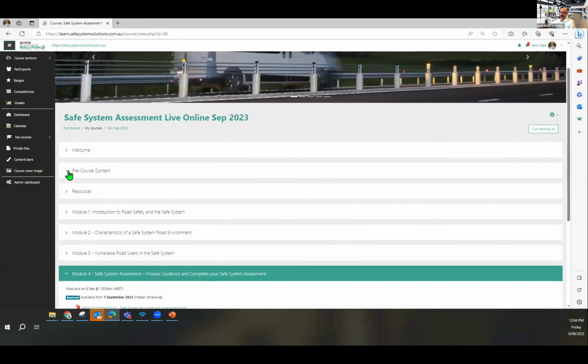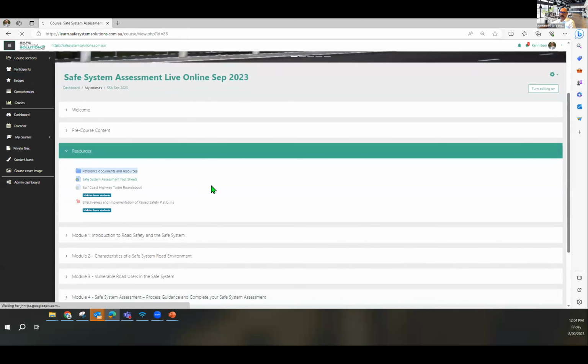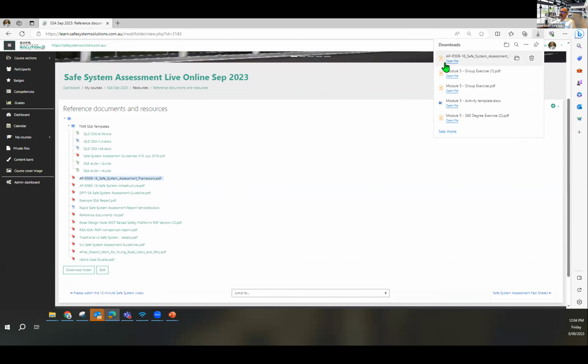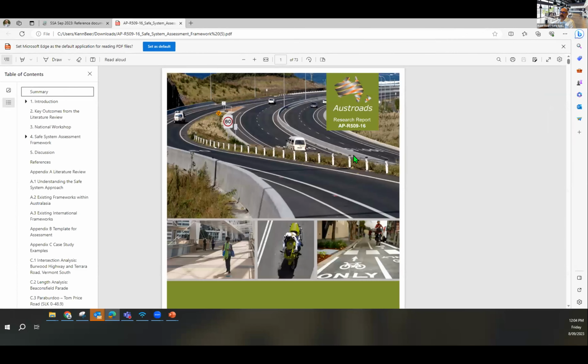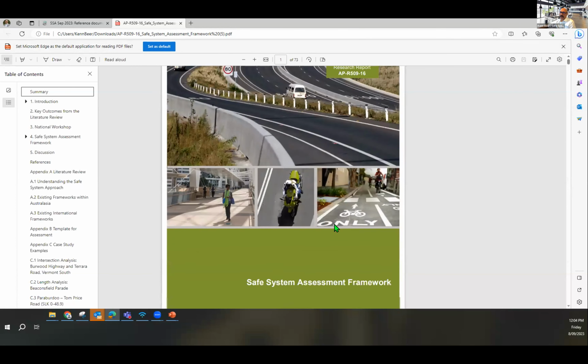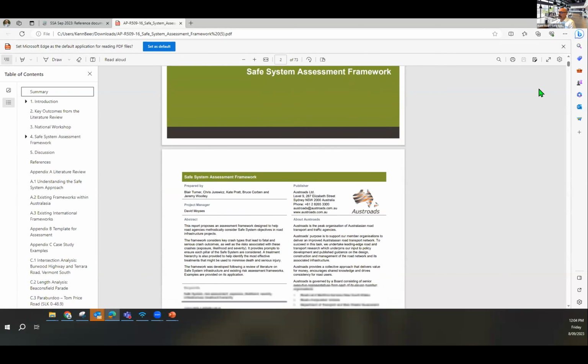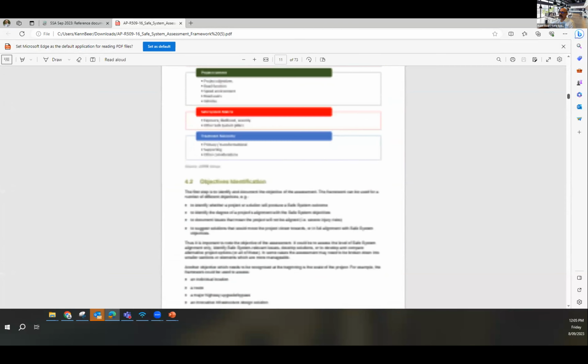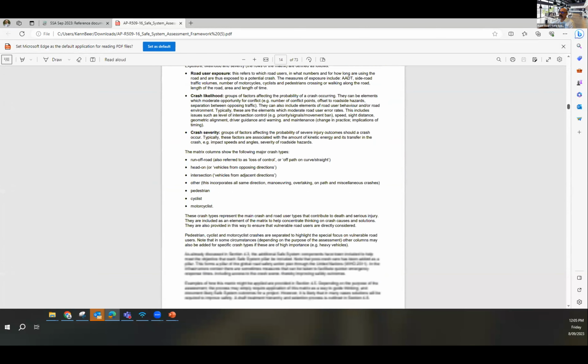And what I want to do is show people in the resources, in there, you'll see this document. This is a really important document. It is the actual Austroads Safe System Assessment Framework. Okay, so it's got good information in there. But if I go down to about page 14, I think it is 14 or 15. Yeah, here it is.